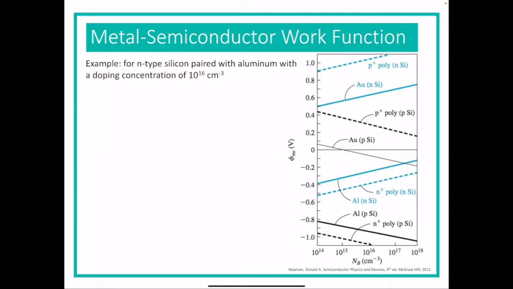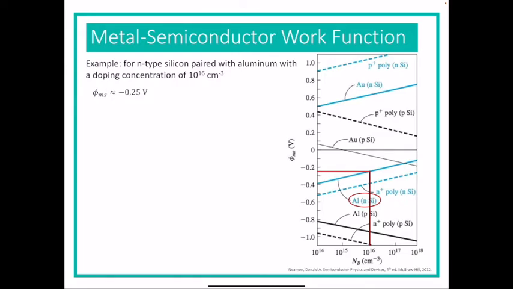So for instance, for N-type silicon, if we wanted to pair that with aluminum with a doping concentration of 10 to the 16 per cubic centimeter, we would use this line right there. That's aluminum N silicon. Then we would just go from the value of the doping concentration in the bulk, and read the value off that graph, and we get about negative 0.25 volts.